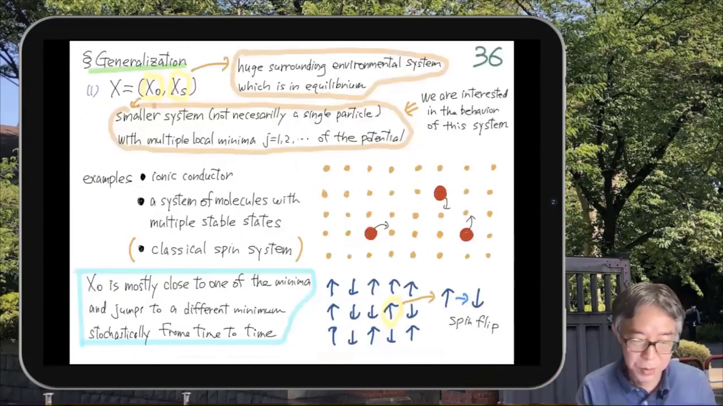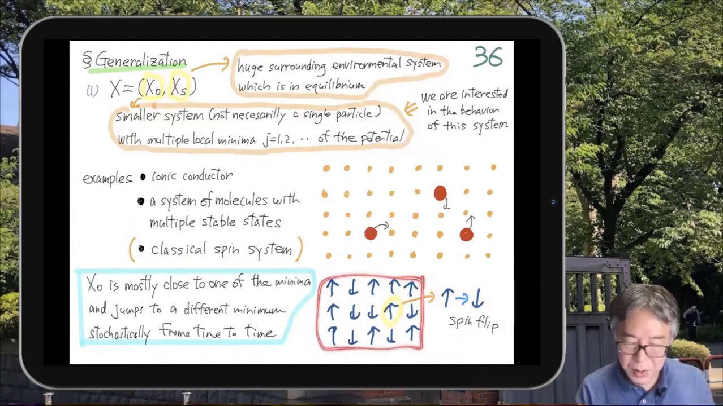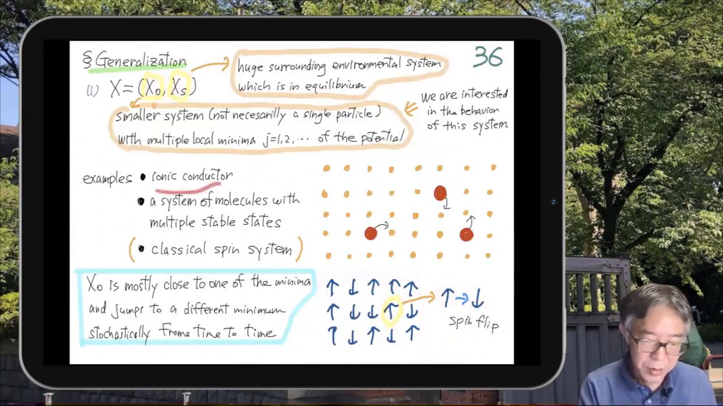So let's go back to part 1. We are interested in, for example, classical spin systems, especially classical discrete spin systems, like the Ising model or the Potts model. So in this case, this is the Ising model. You have a lattice, and on each lattice site, you have Ising spins, and each Ising spin can be either up or down. So there are 15 spins in this case. So there are 2 to the 15 different spin configurations.